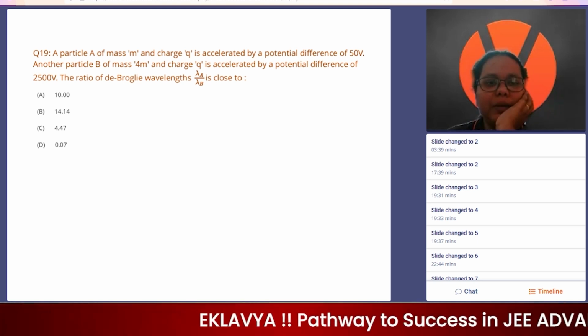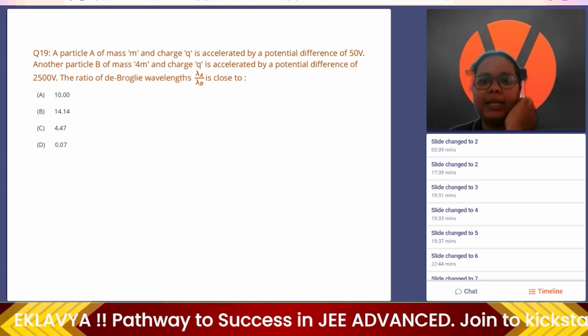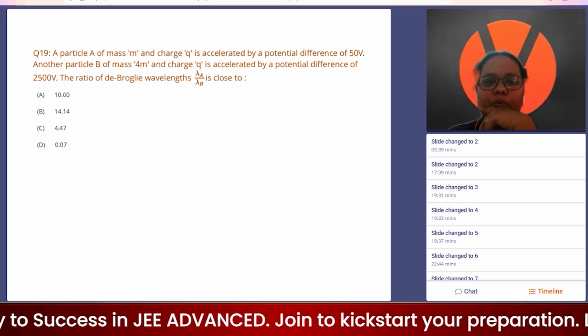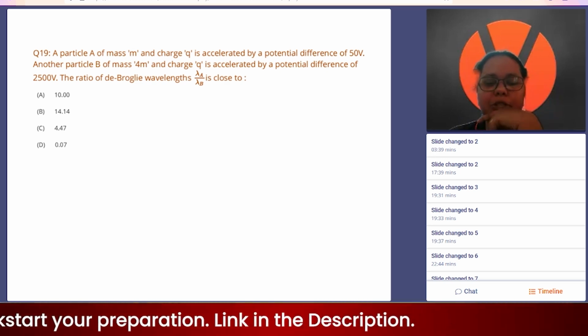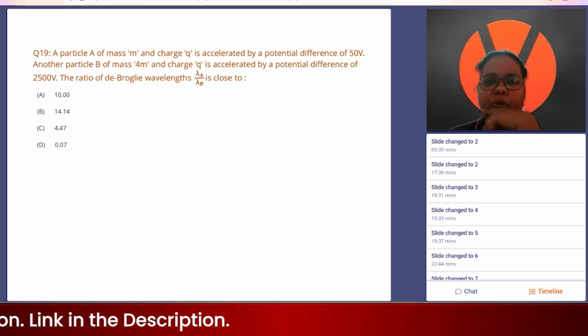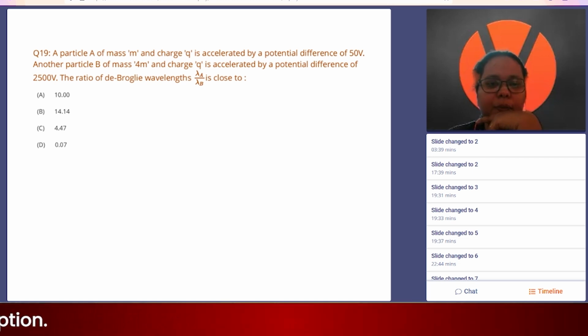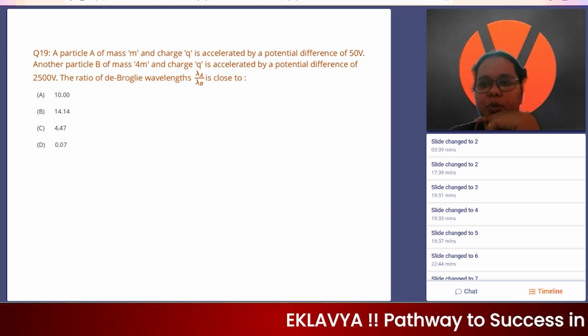A particle A of mass m and charge q is accelerated by a potential difference of 50 volt. Another particle B of mass 4m and charge q is accelerated by a potential difference of 2500 volt. The ratio of de Broglie wavelength lambda A by lambda B is close to.